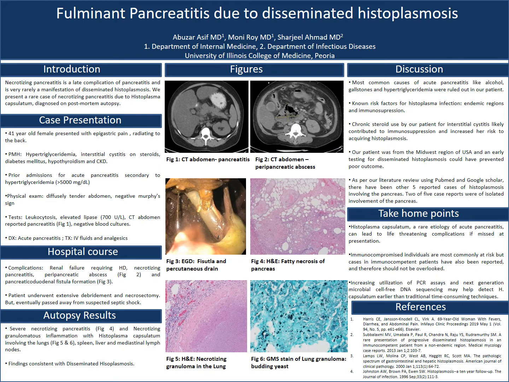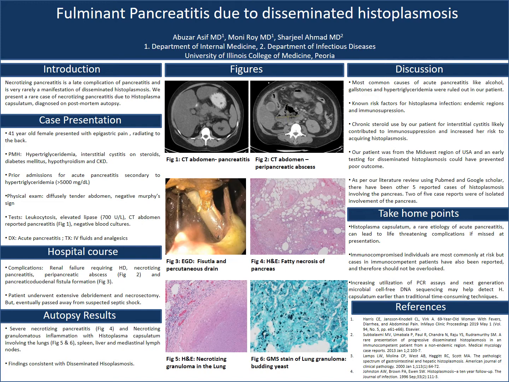To further discuss this interesting and very rare case, I would like to mention that the most common causes of acute pancreatitis like alcohol, gallstones, and hypertriglyceridemia were all ruled out in our patient at admission itself. She did have some known risk factors for a Histoplasma infection, like being on chronic steroid therapy for interstitial cystitis, which could have contributed to her immunosuppression and increased her risk of acquiring histoplasmosis. She was also from the Midwest region of the United States, which is endemic for histoplasmosis.